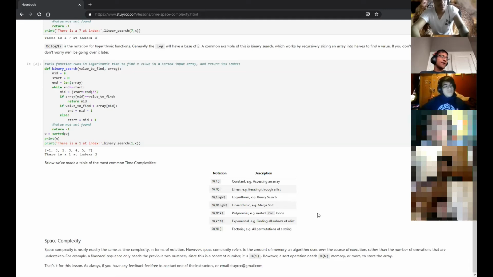And then finally, factorial time. One example would be finding all permutations in a string. And for anyone, I hope everyone knows what factorial is, but for anyone who doesn't know, if you have 5 factorial, it's 5 times 4 times 3 times 2 times 1, so on. And so these last three, as you can imagine, they explode really fast.